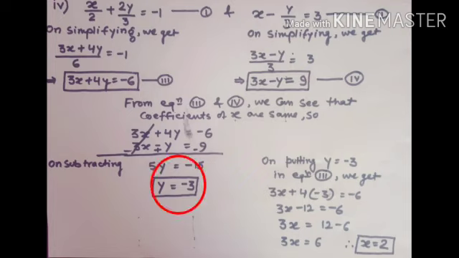So we have got the value of y as minus 3. Now we put this value of y as minus 3 in equation number 3 or any one of the equations. When we put this value in equation number 3, we get 3x equal to 6 and finally x equal to 2.